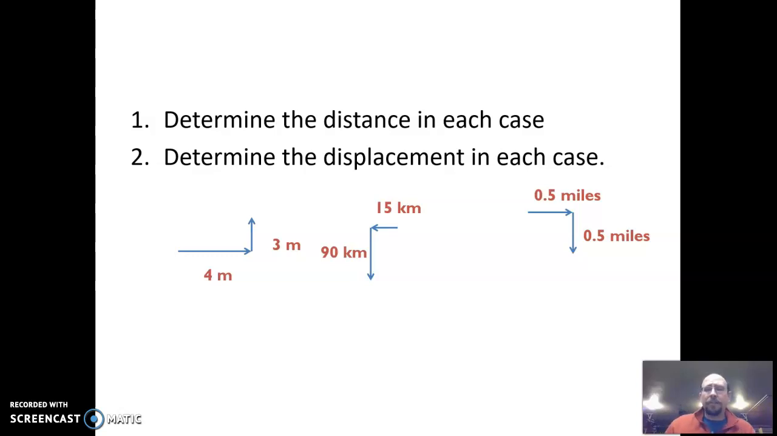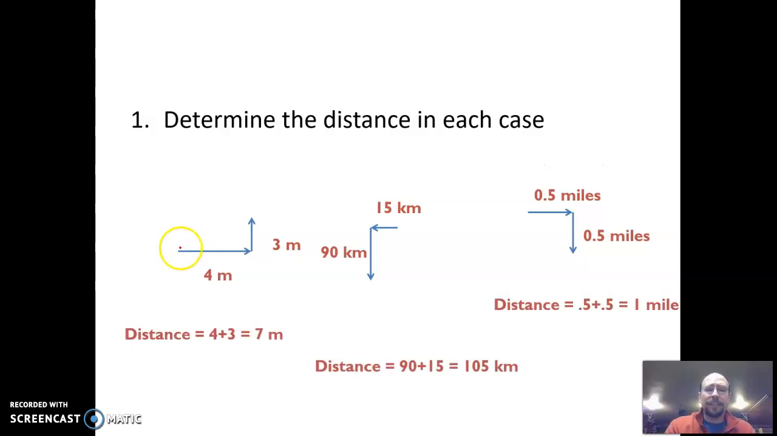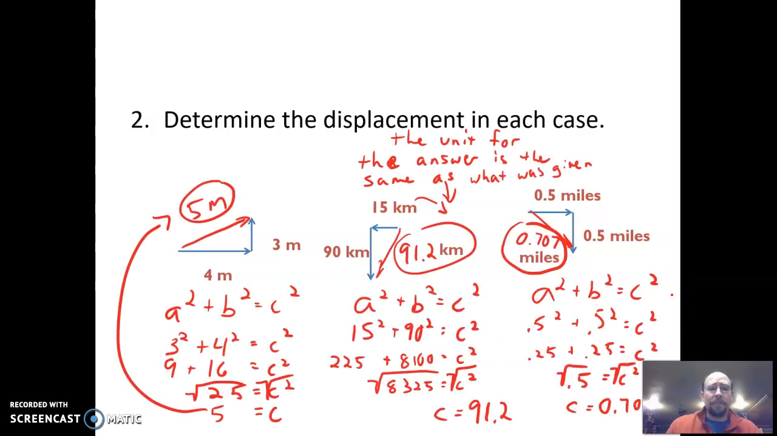So when we need to determine distance, again, it's just like if these represented how far someone hiked or walked or something like that. They walked 4 meters this way, 3 meters this way. The distance is really just adding those things together. When someone drove 15 kilometers this way, 90 kilometers this way, the distance is just adding them together. This one, you add them together, you get 1 mile. And displacement, though, is different.